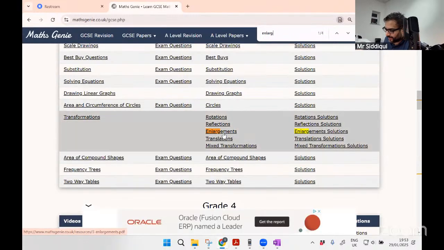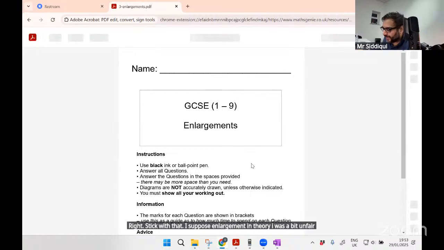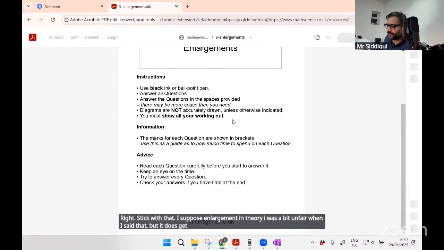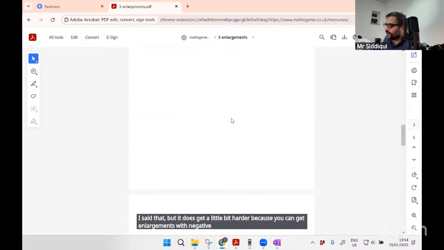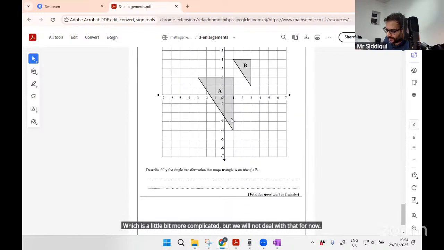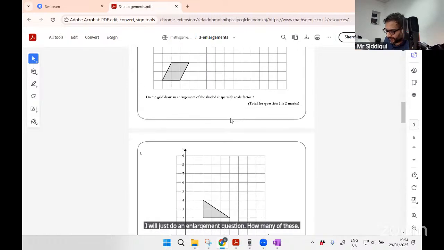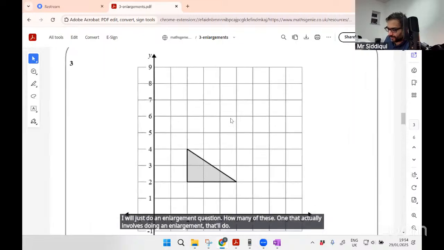Right. Stick with that. I suppose enlargement in theory, I was a bit unfair when I said that, but it does get a little bit harder because you can get enlargements with negative scale factors, which is a little bit more complicated, but we will not deal with that for now. I will just do an enlargement question. One that actually involves doing an enlargement. That'll do.